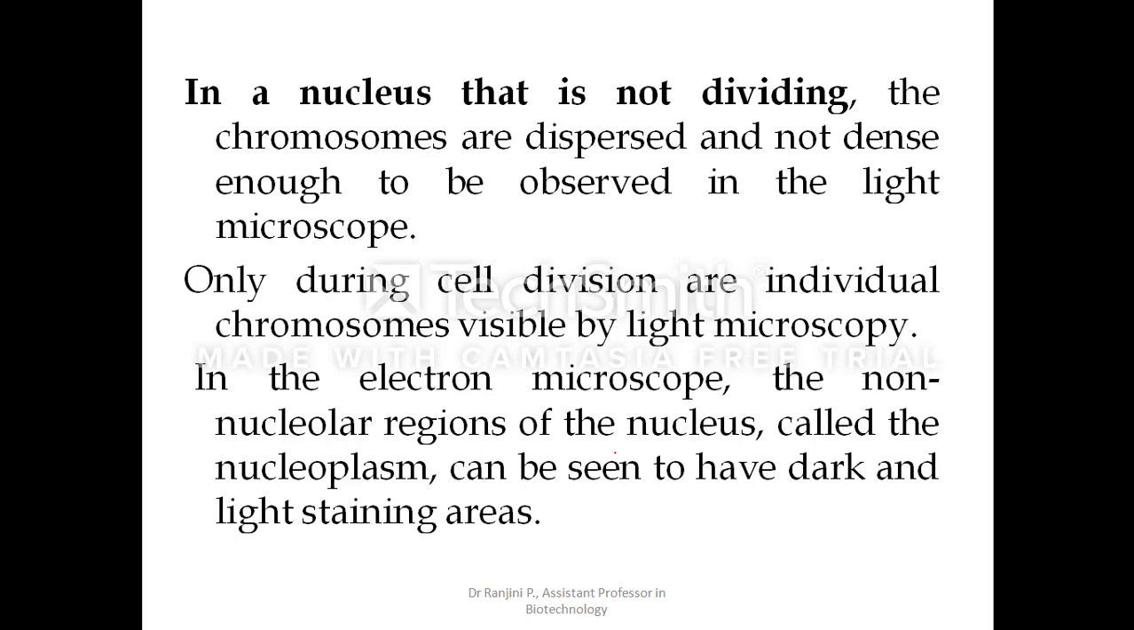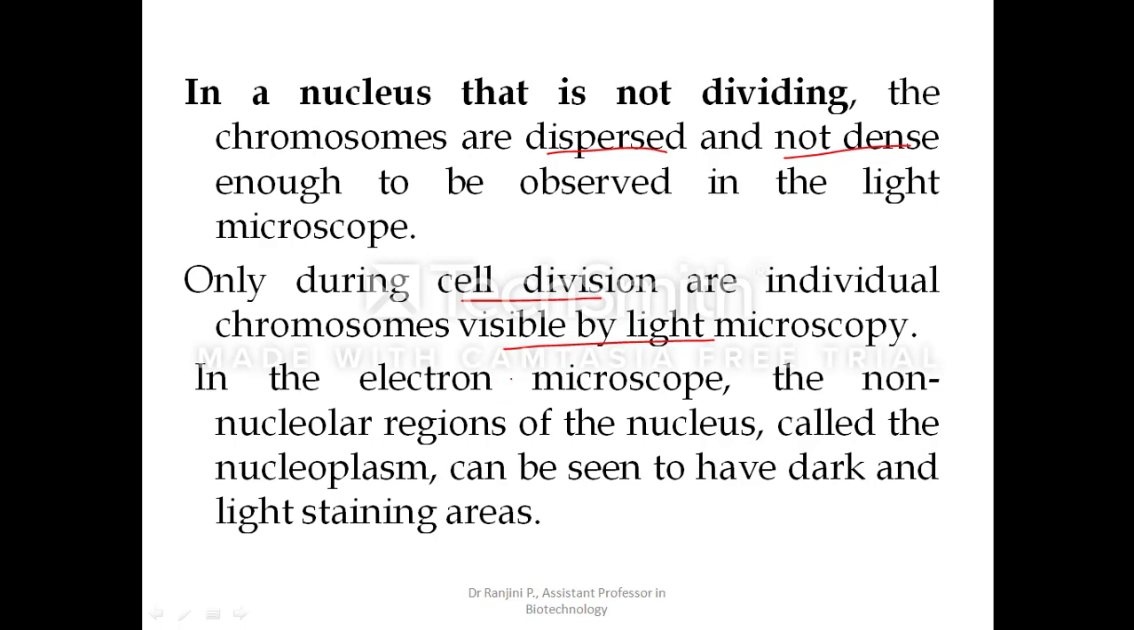In a nucleus that is not dividing, the chromosomes are dispersed throughout the nucleus and not dense enough to be observed in the light microscope. Only during cell division are individual chromosomes visible by light microscopy.